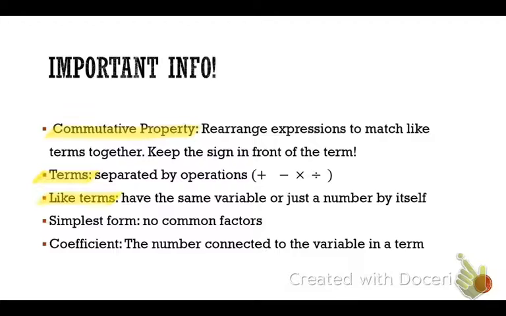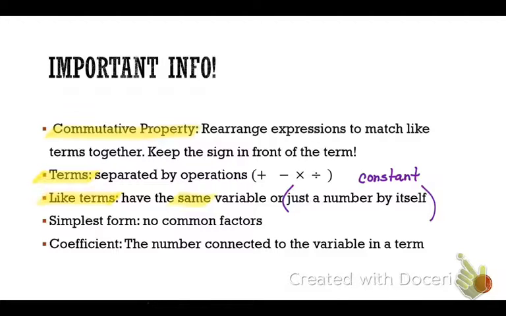Like terms have the same variable, okay? So not just a variable, but they have to have the same variable or just a number by itself. All right, I'm going to give you a term for just a number by itself. We call them constants. Okay? So let's take the number 5. Well, 5 is a constant. It is, that value never changes. Nothing will ever affect the value of 5. Okay? So that's why a number by itself is called a constant.